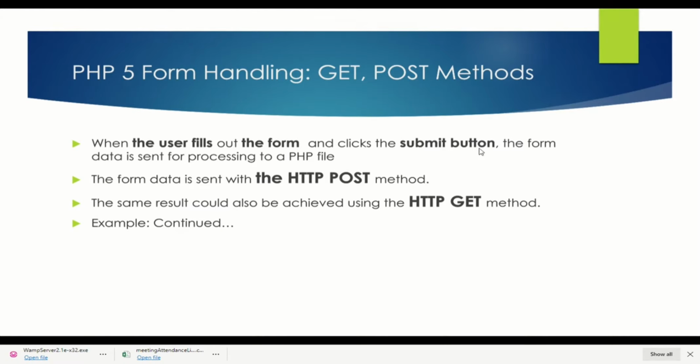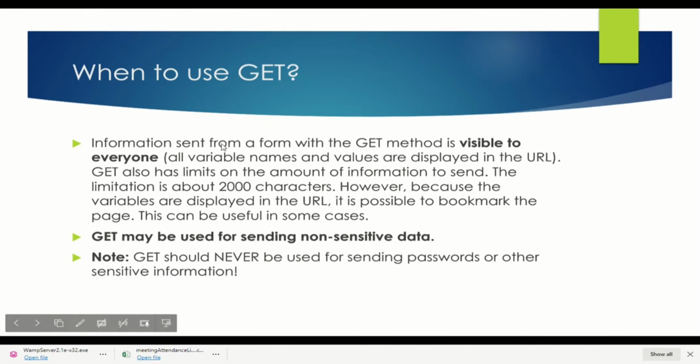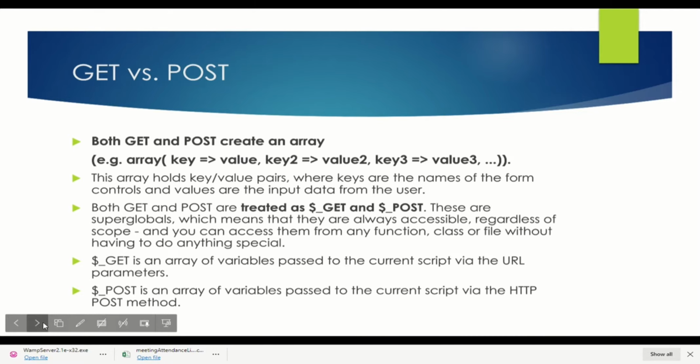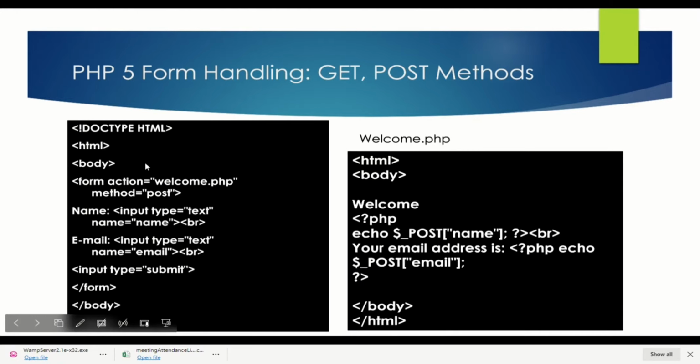So GET and POST methods are used when you want to access the form contents which the user fills. The GET method is to be used when there is no sensitive data that you want to access, whereas you should use the POST method if the data that you are accessing is going to be sensitive data, for example passwords. Both GET and POST methods create an array, and in that array all the form data that the user has entered will be stored.